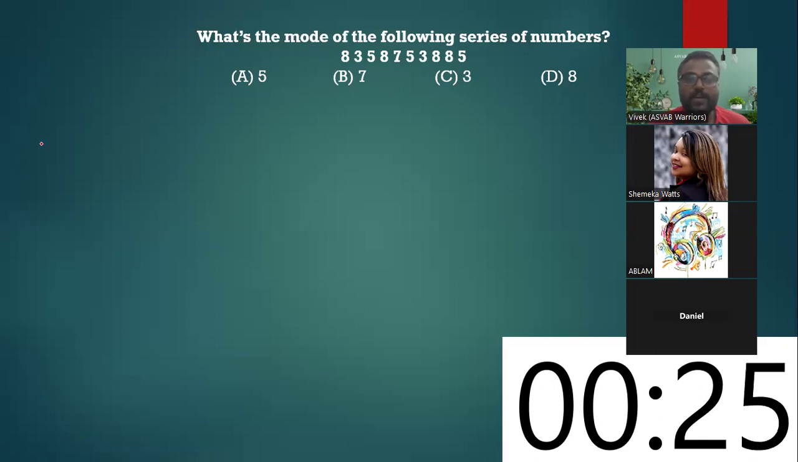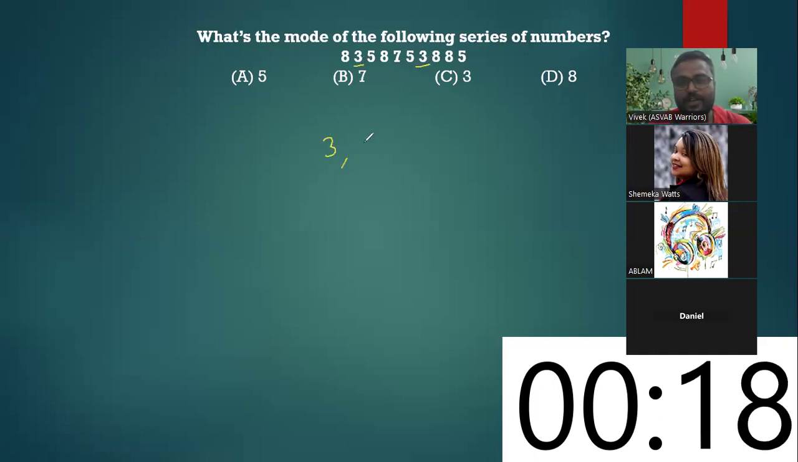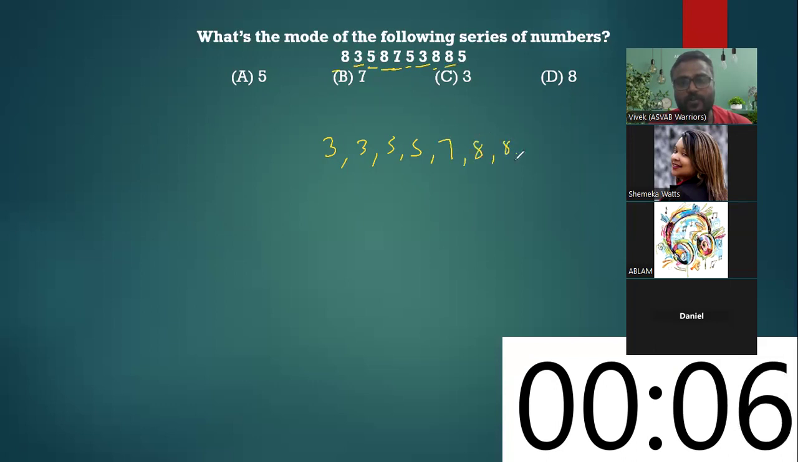Whenever you have values scattered like this, random numbers, you can either put them in ascending order. Then we have 5, which is 2 times. We have 7. Then we have 8, 1, 2, 3, 4. We already have our answer. So 8 is the correct answer. Let's move on.